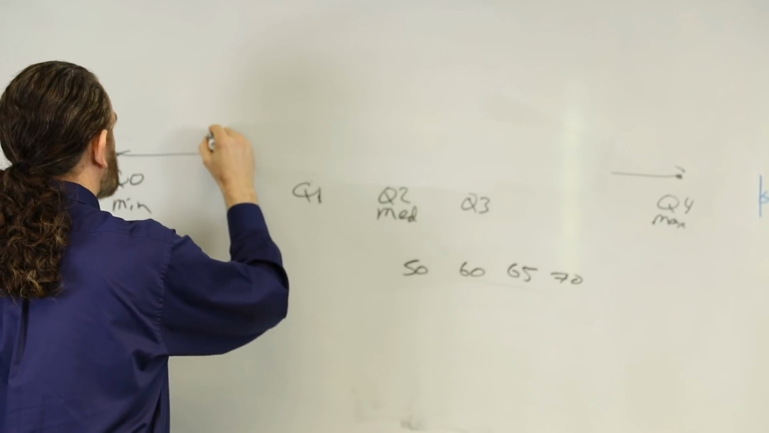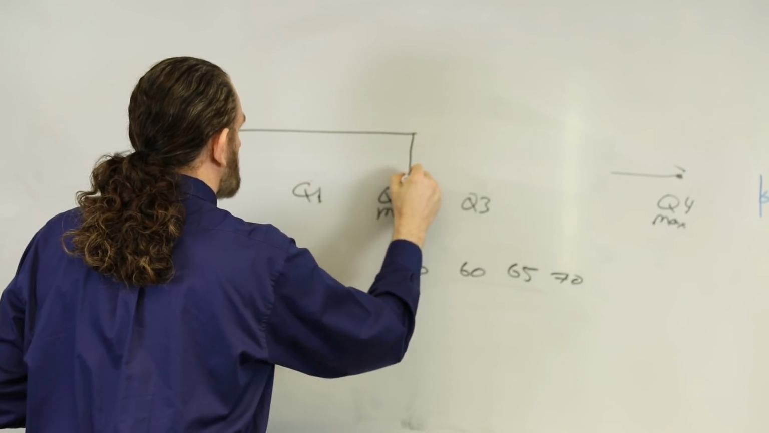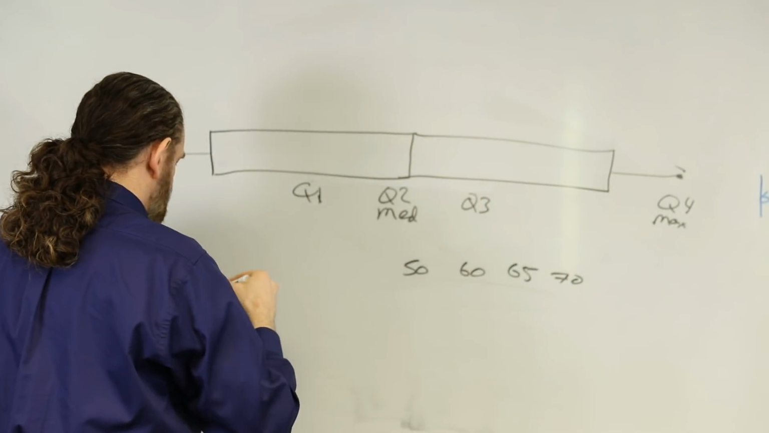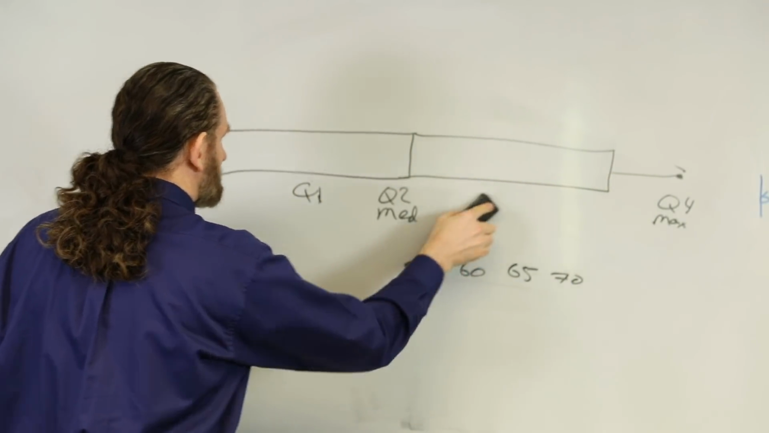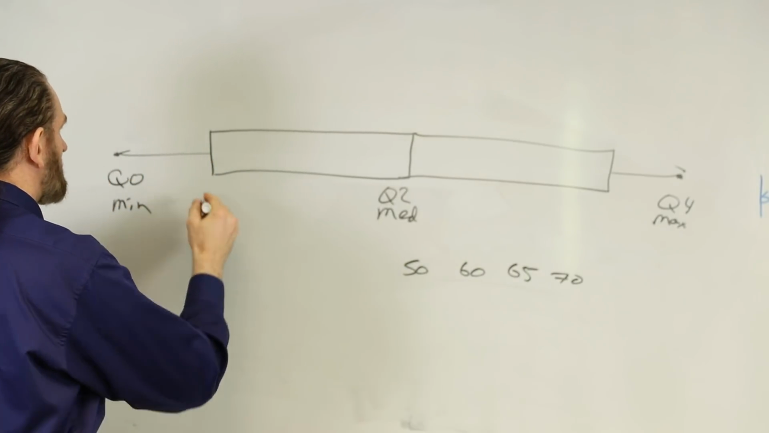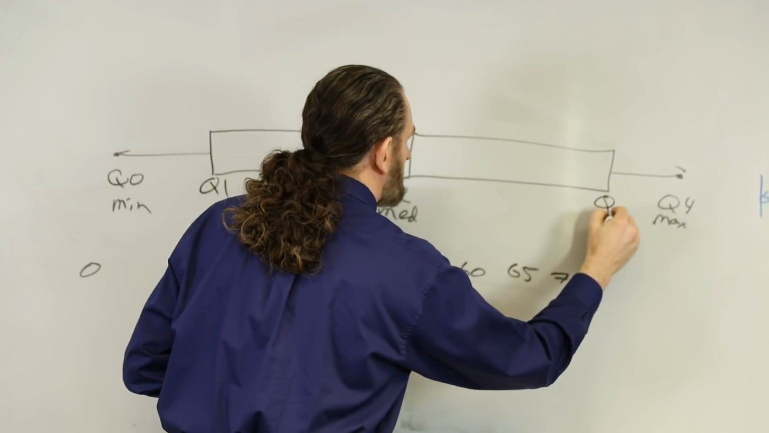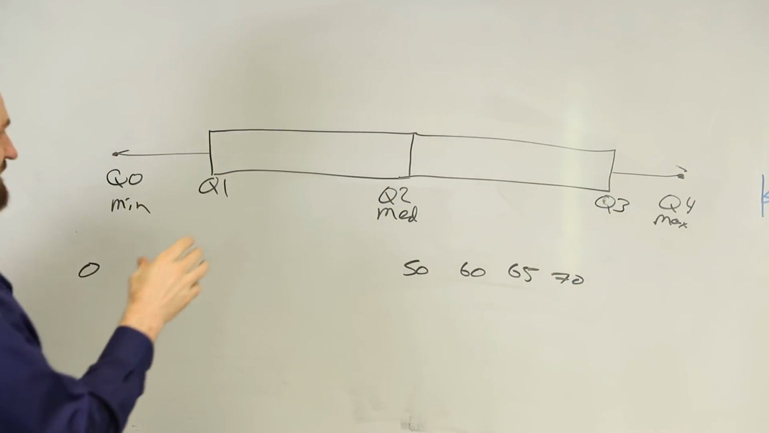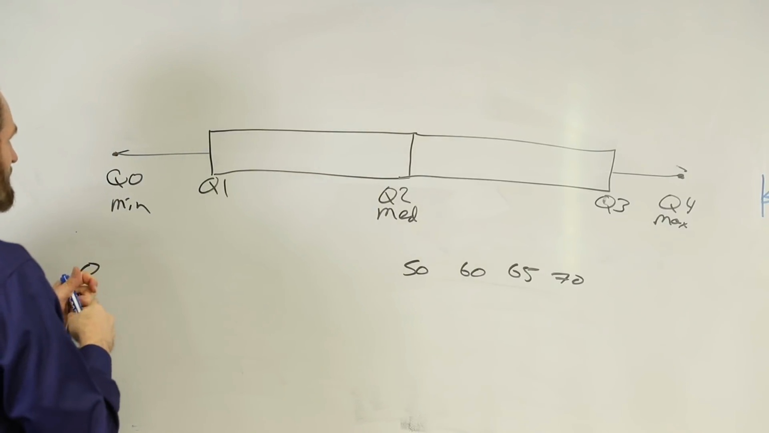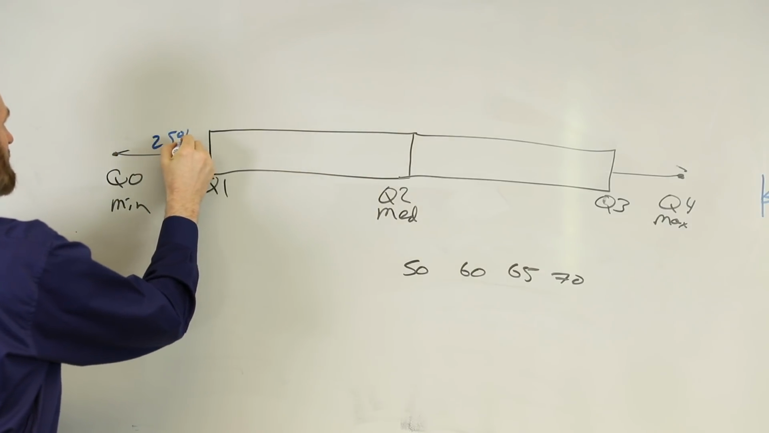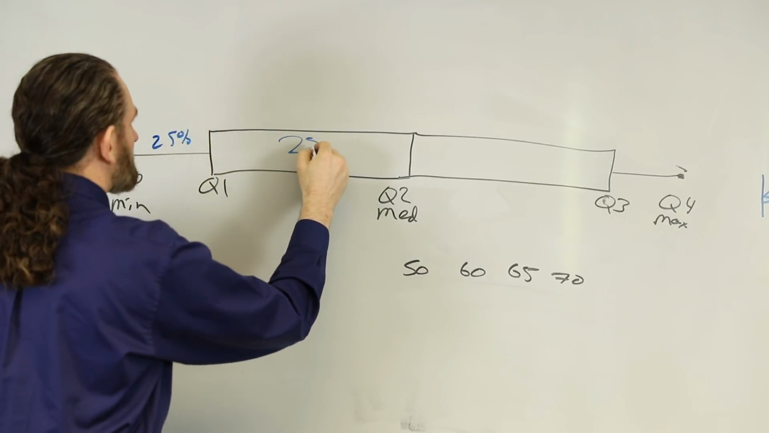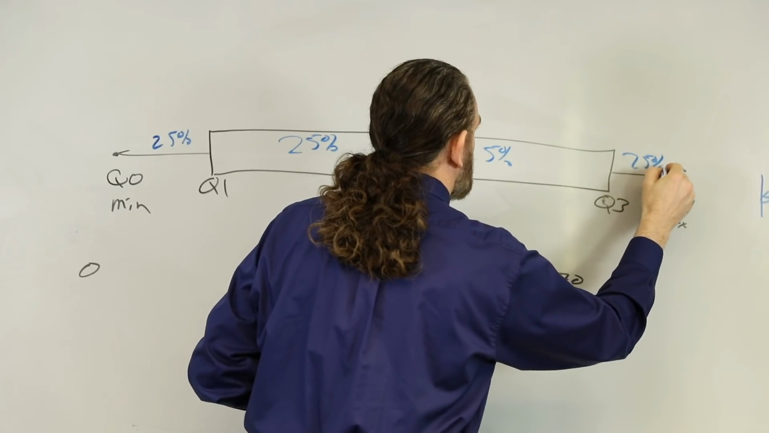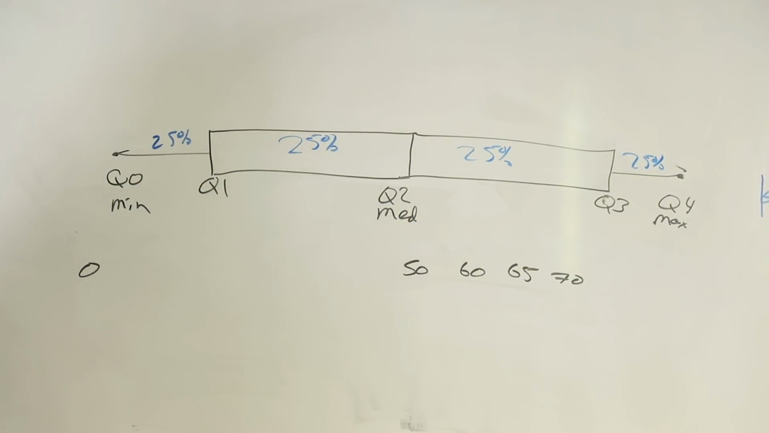Where I will take my boxes and make them rather large. And I'll have to move that Q3 and Q1. So in this particular case, what we can see is that this first 25% of the people are pretty tightly compacted. The next 25% are spread out. The third 25% are spread out. And then the fourth 25% are compacted as well.